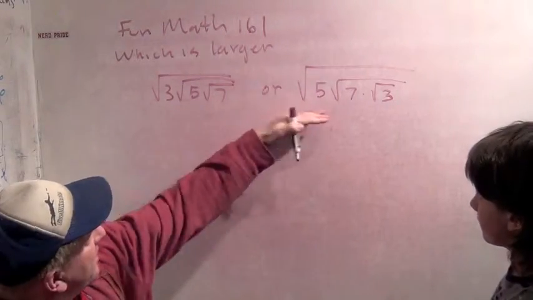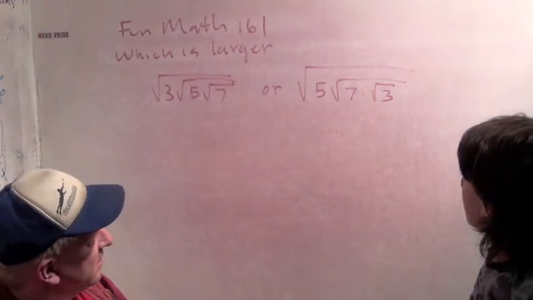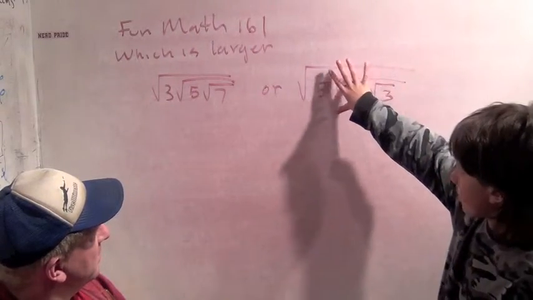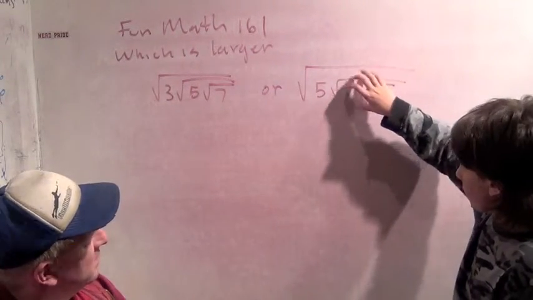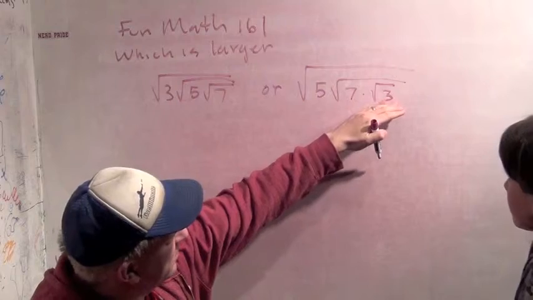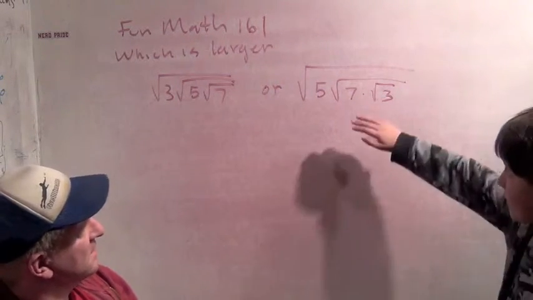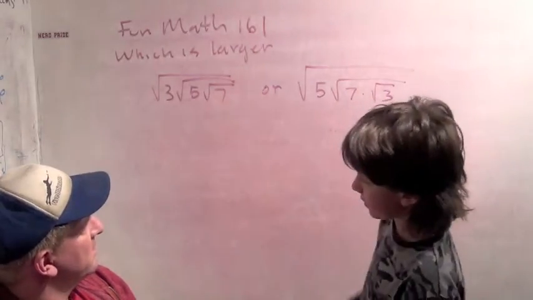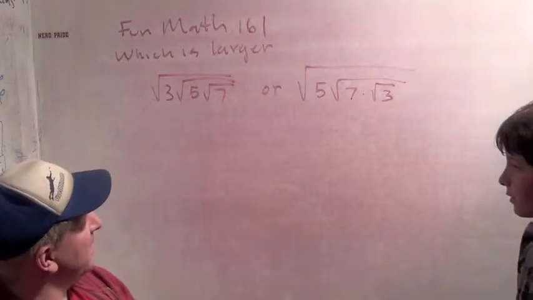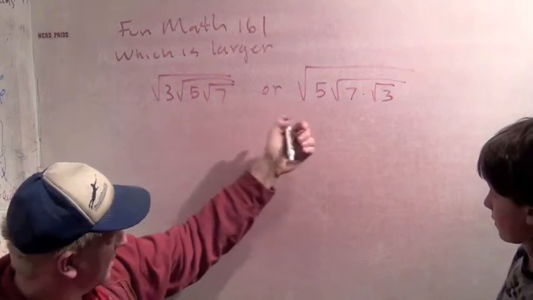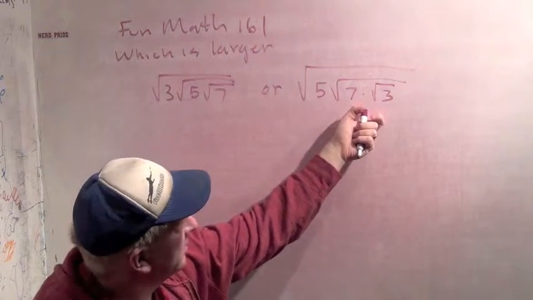Now, does that give you an idea of what we might want to do here? We can work inside out. Like start here and work our way out. How are we going to start here? What would you want to do? Well, we could figure out which is larger, 7 times the square root of 3 or 5 times the square root of 7. Okay, but inside these square roots it gets complicated. The square roots of square roots of square roots.